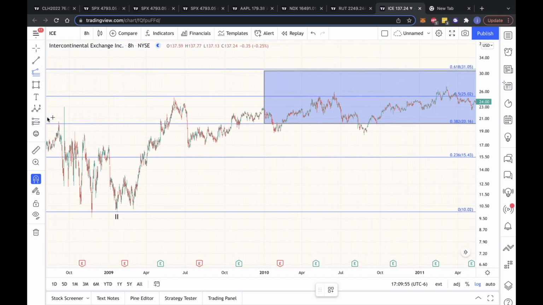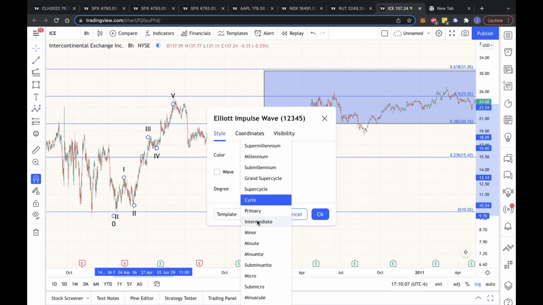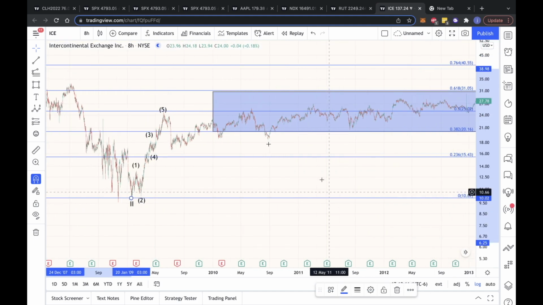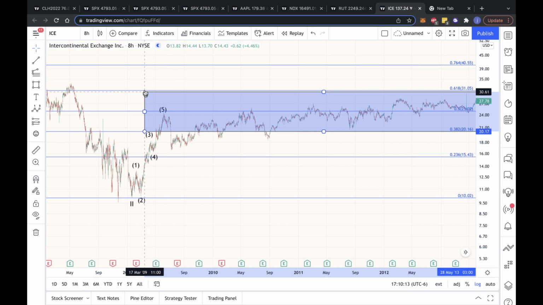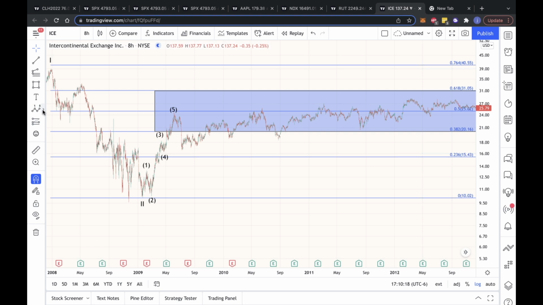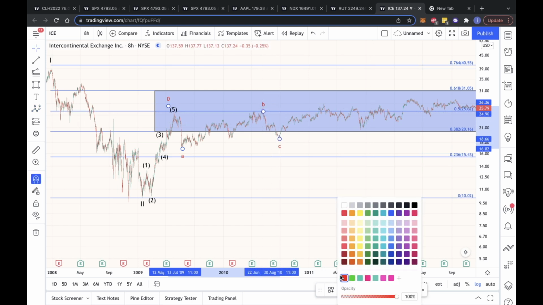So let's put some labels on here. I think we have a good count this way. 1, 2, 3, 4, and 5 up. And where do we reach? We reached our 0.382 to 0.618 extension in 5 waves. And this is another example of a running flat here. So we have a sharp A wave pullback, and then a B wave, and then a C wave down here.